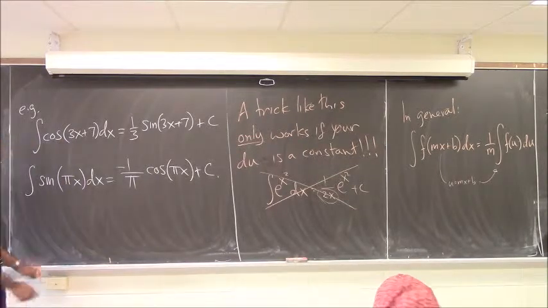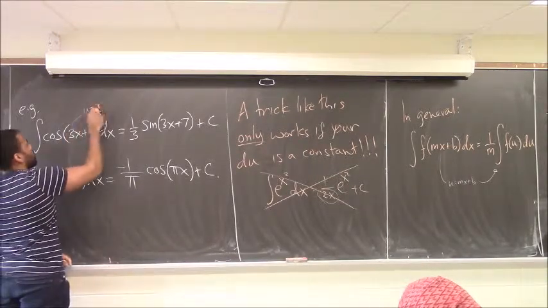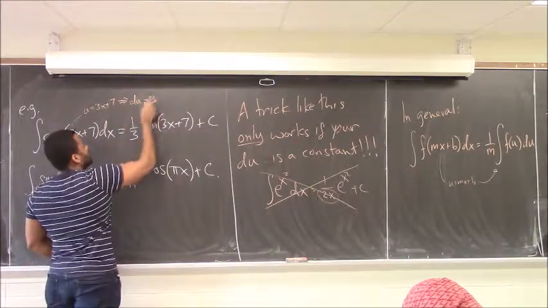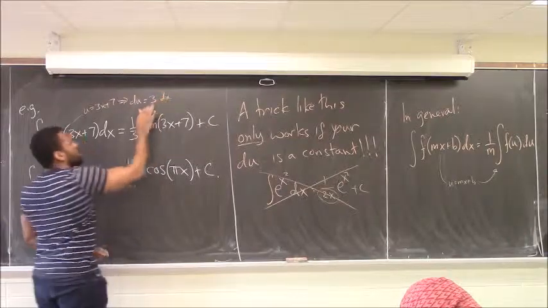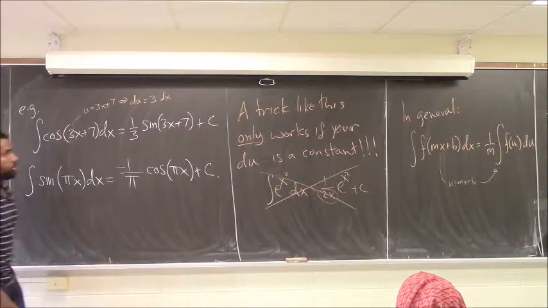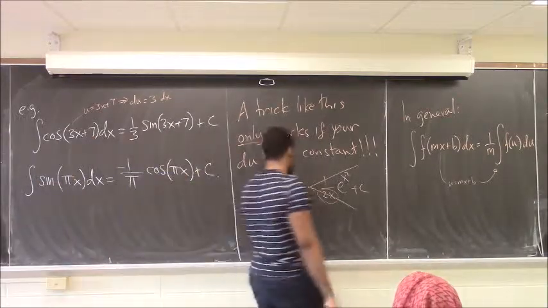But if you say here your u is equal to 3x plus 7, then your du is just going to be the constant 3. And constants, we can always factor out and divide by. That's why it works out here. That's another thing you want to know about.